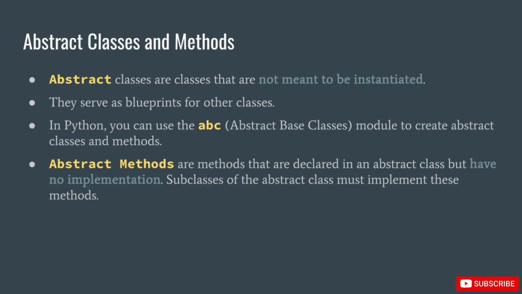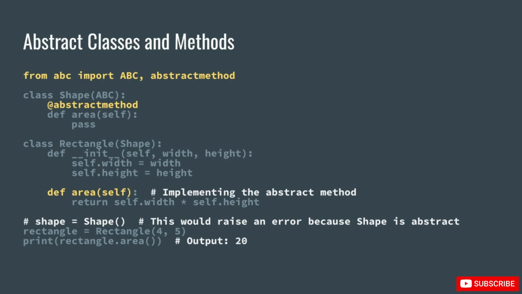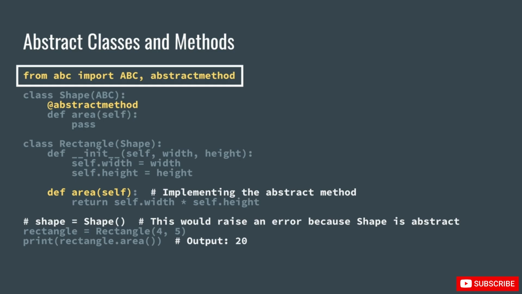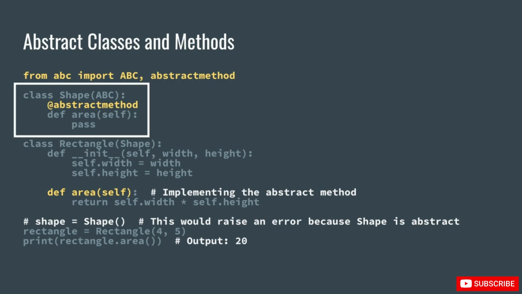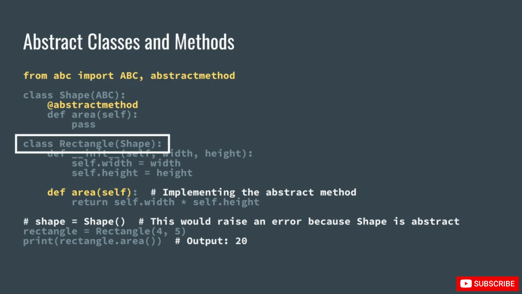By using abstract classes and methods, we enforce a contract for our subclasses, ensuring they provide specific functionality. Now, to implement abstract classes and methods in Python, we first import ABC and abstractmethod from the ABC module. Then we define an abstract class called Shape by inheriting from ABC. Inside Shape, we declare an abstract method named area. Notice that it has no implementation. We just use pass.